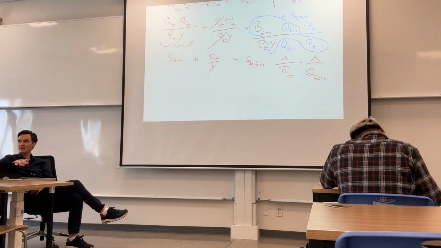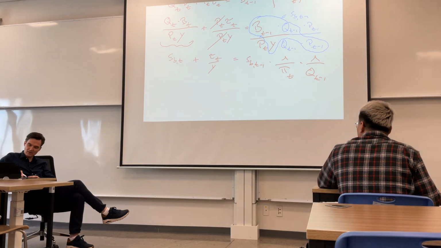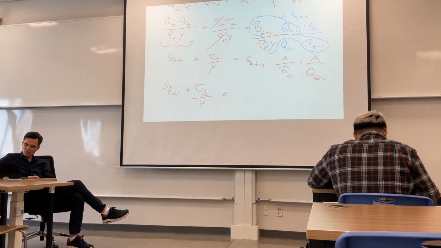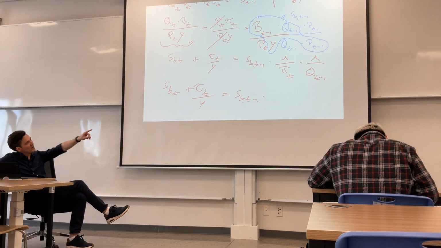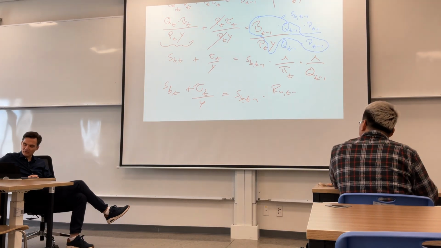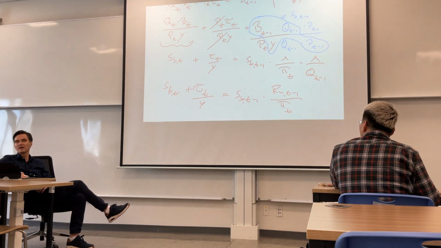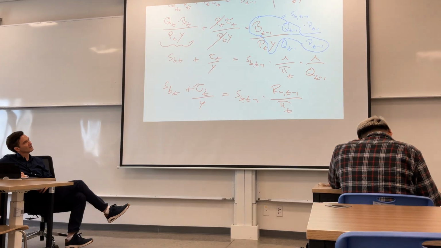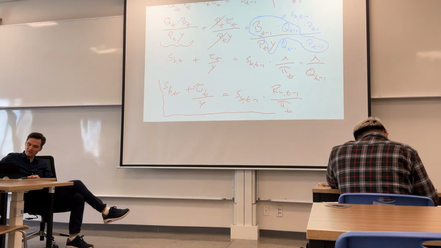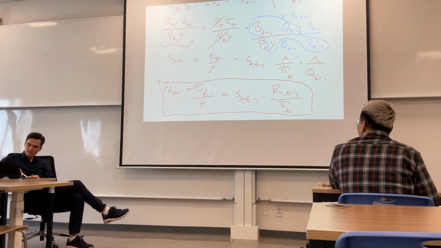And then we can rewrite this in one more step. We can write this as sb comma t plus tau t over y is equal to sb comma t minus 1 times, well, the 1 over qt minus 1 is nothing else than just rn comma t minus 1 divided by pi t. There we go. Okay, and that is the government budget constraint, rewritten in terms of these equations.